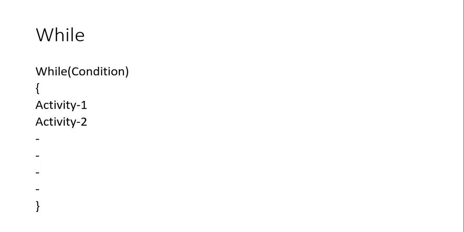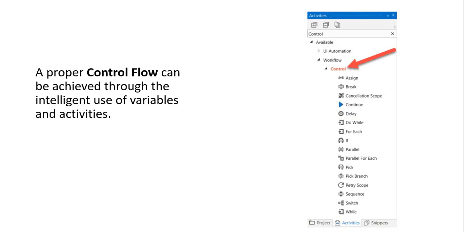So like this, by using the loop statements or using the variables in a better way, we can achieve a proper control flow. So in the coming classes, we'll see about these control statements or control activities in UiPath Studio.